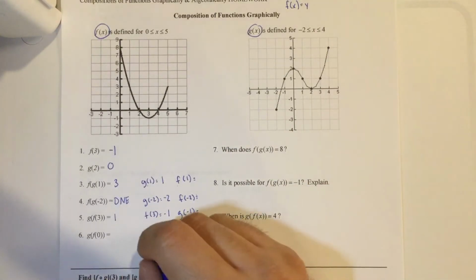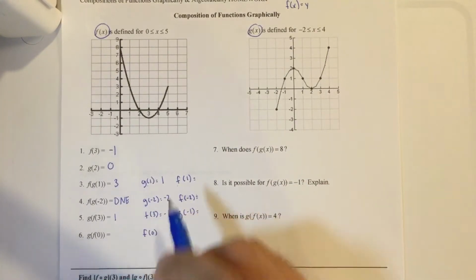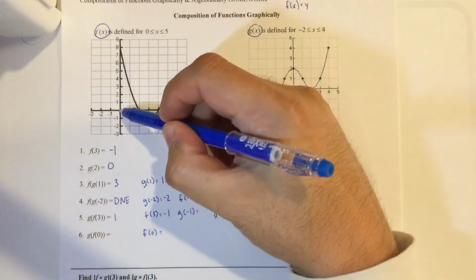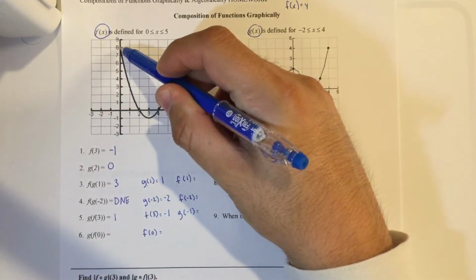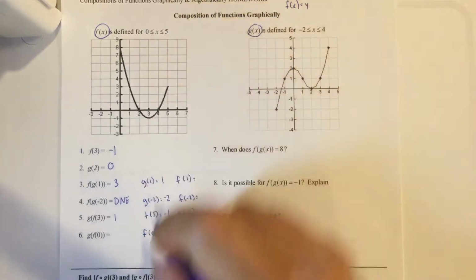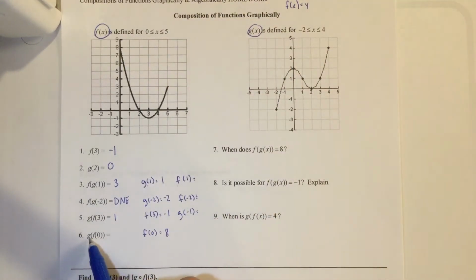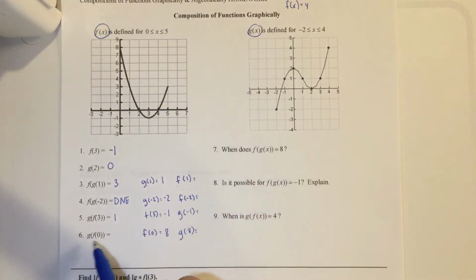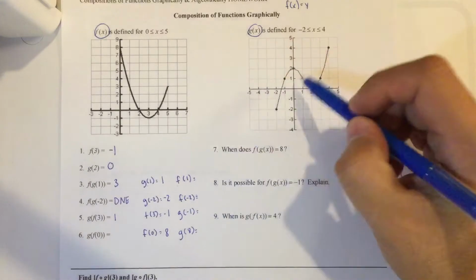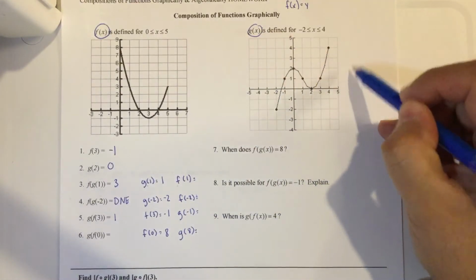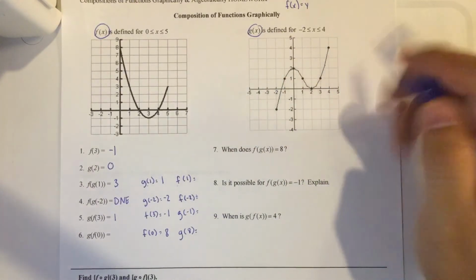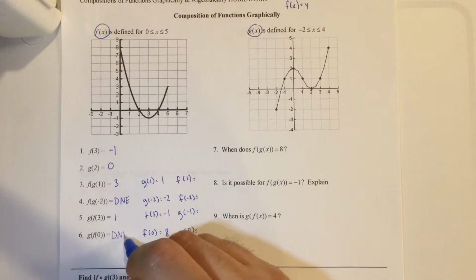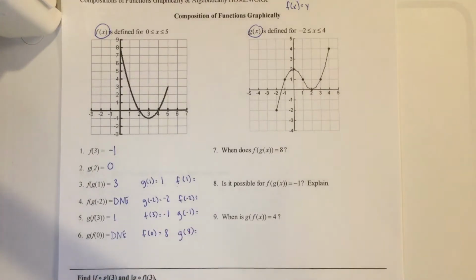Now we do g of f of 0. So we start on the inside, f of 0. F of 0 here is a little bit tricky, but I know that it does hit at 8, so then my y value there is 8. So now g of f of 0 is now g of 8. So g, go to 8. 8 does not exist because the graph stops at 4. So once again, this one does not exist.